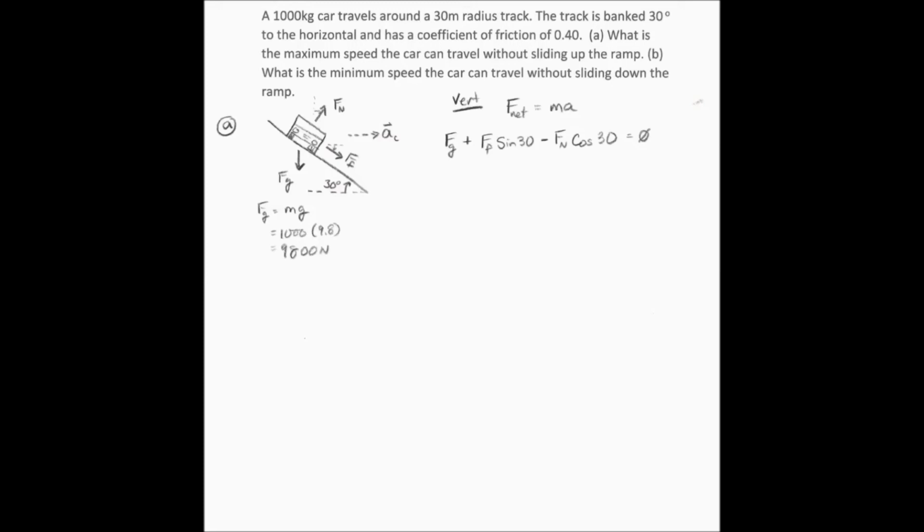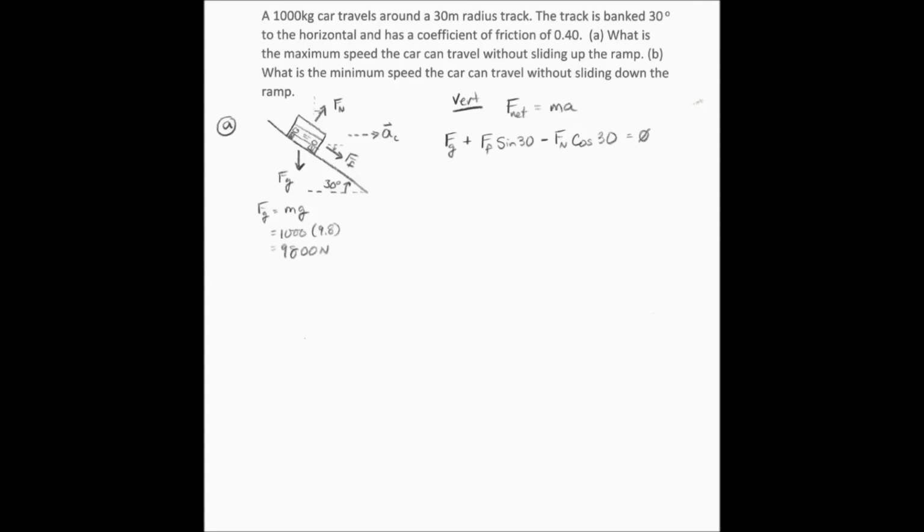In the vertical direction, F net equals ma. In the vertical direction, I have gravity, all of it. I've got a friction force, some of it, and in this case, it's Ff sine 30. So if the road was flat, friction would be horizontal. By angling the ground up 30 degrees, I'm angling the friction force down 30 degrees. So that 30 degrees is from the horizontal.